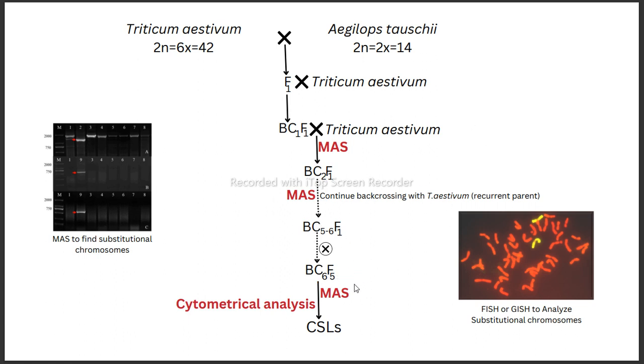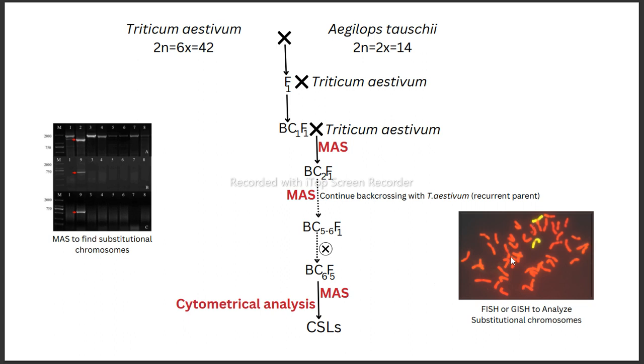Then at the end, when we attain our backcross 6 F5 population, we will again perform marker-assisted selection to select those lines which have substituted chromosomes, and we can also perform some cytogenetic techniques to analyze the chromosomal pattern in the substituted lines. Some techniques which are very common in cytogenetics in the current era, FISH and GISH, will help us to identify which chromosomes are transferred, substituted into the recurrent parent from the donor parent.